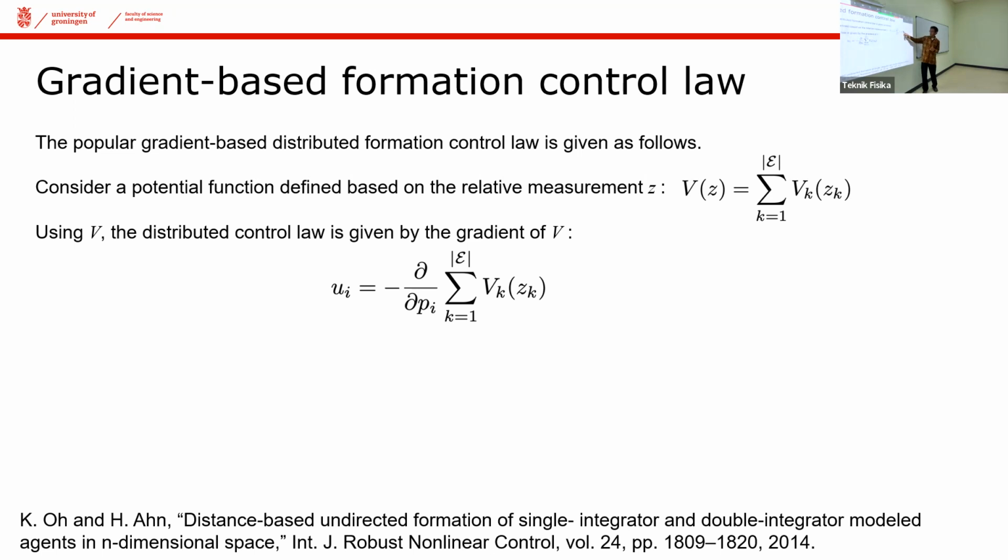What does it mean? So if your potential function is defined at every edge, and at every edge you try to make sure that the potential function has the minimum at the right distances, and when the distance is not correct, it is positive.